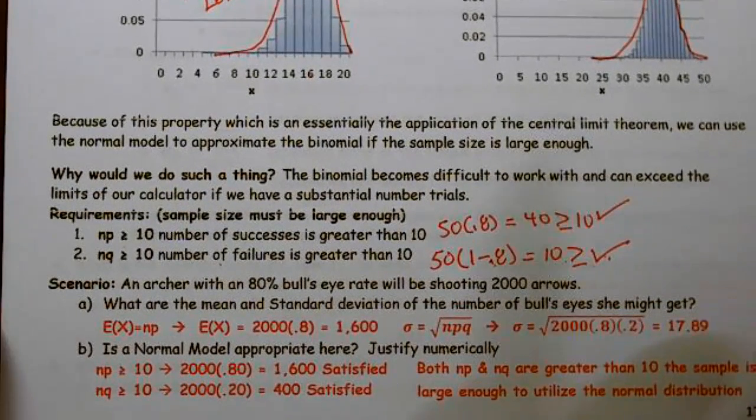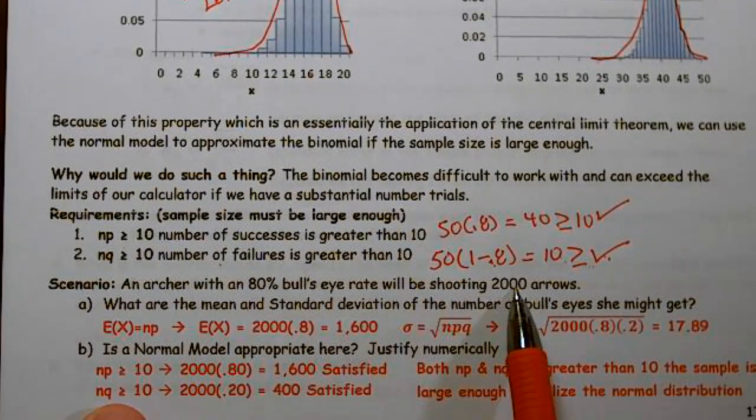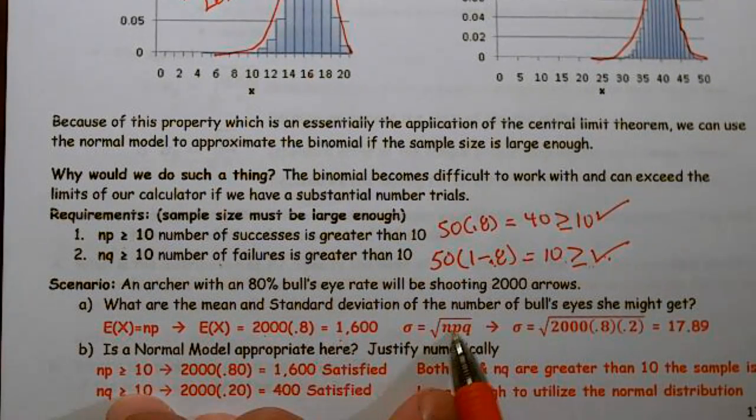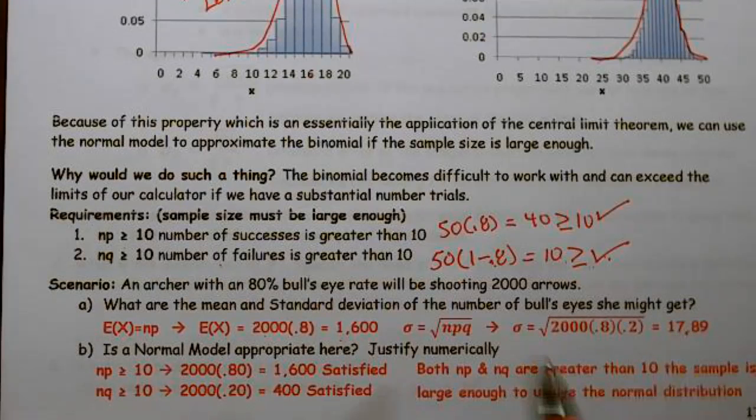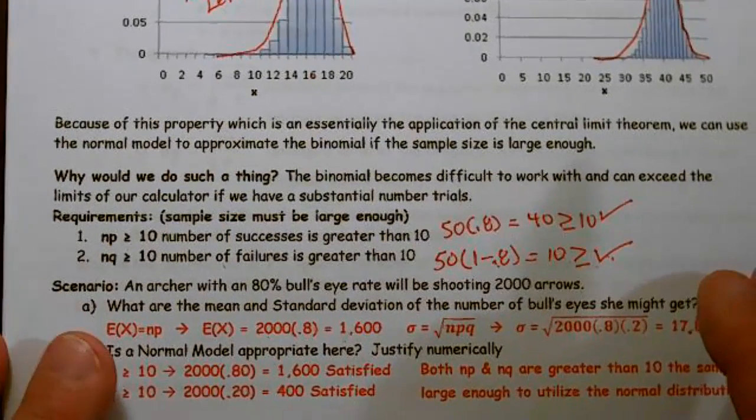Let's check it out. An archer with an 80% bullseye rate will be shooting 2,000 arrows. What are the mean and standard deviation? Well, the mean is 2,000 times 0.8, which is 1,600. Our standard deviation is the square root of 2,000 times 0.8 times 0.2, and we get 17.89. Is a normal model appropriate here?